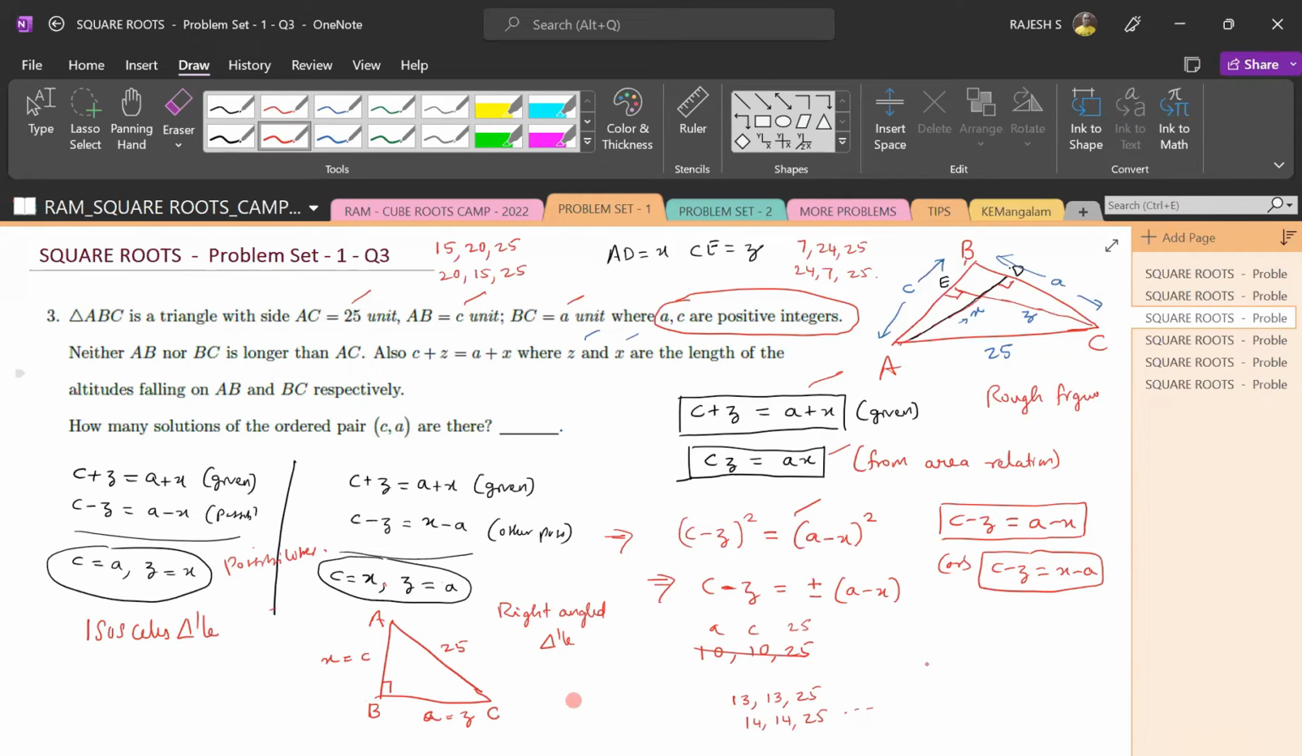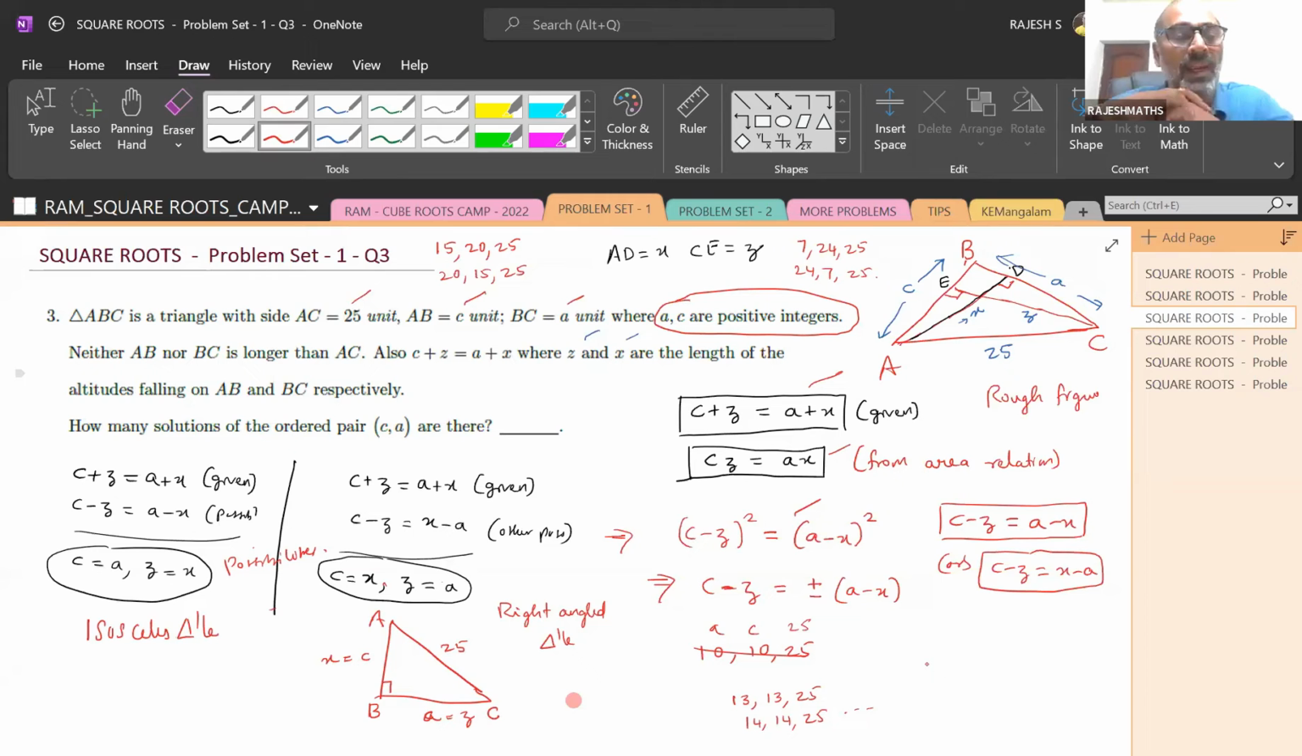But sir, none of these are isosceles. What, none of these are isosceles? Among these Pythagorean triplets, none of these are isosceles. Yeah, Pythagorean triplets will not be isosceles. Isosceles are isosceles. We may have a right-angled isosceles triangle also, but that is not happening here. If that happens, we may see overlapping.